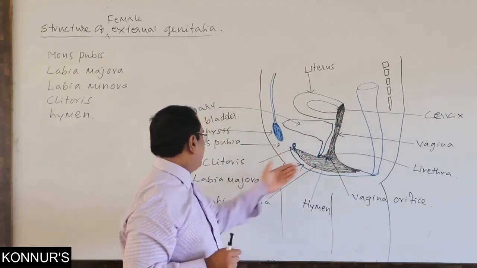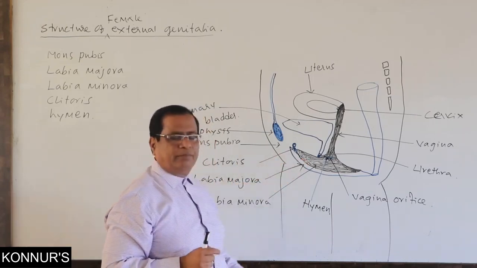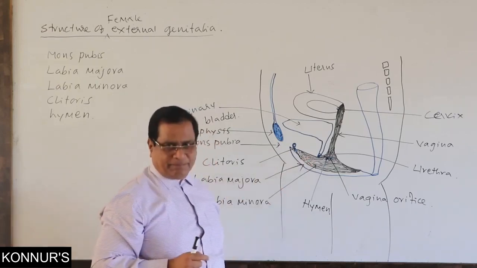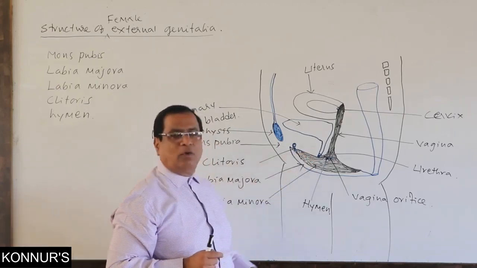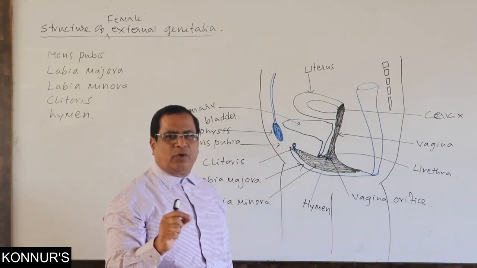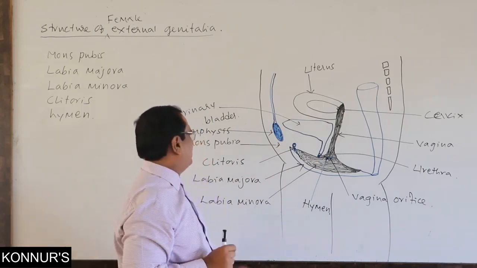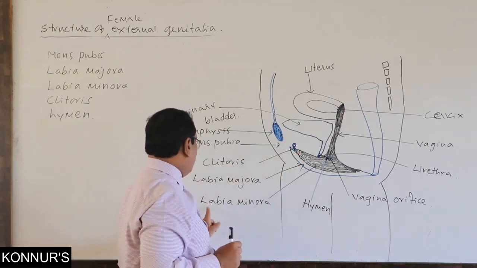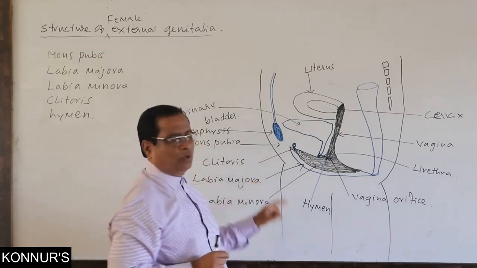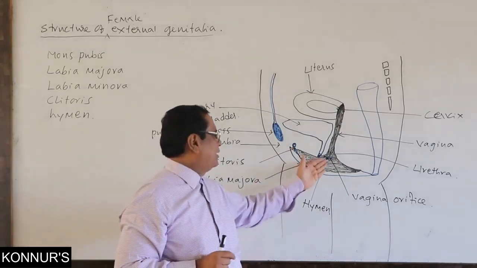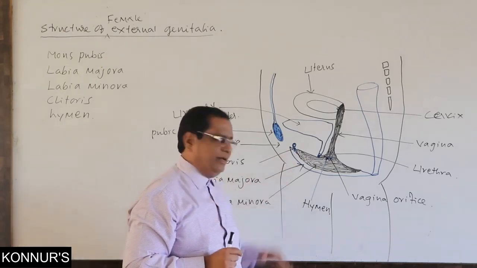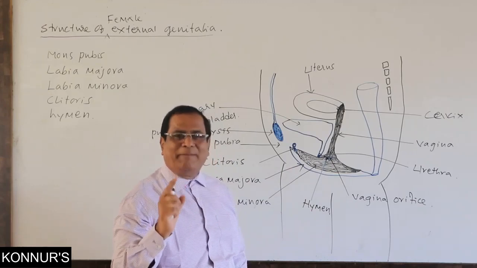And within the labia majora, there is one more pair of folds named labia minora. And in this labia minora only the urethra of the urinary bladder opens. That is meant for micturition. And at the junction of labia minora, there is a tiny finger-like structure named clitoris. And that vaginal orifice is covered by a thin membrane. That membrane is named as hymen.